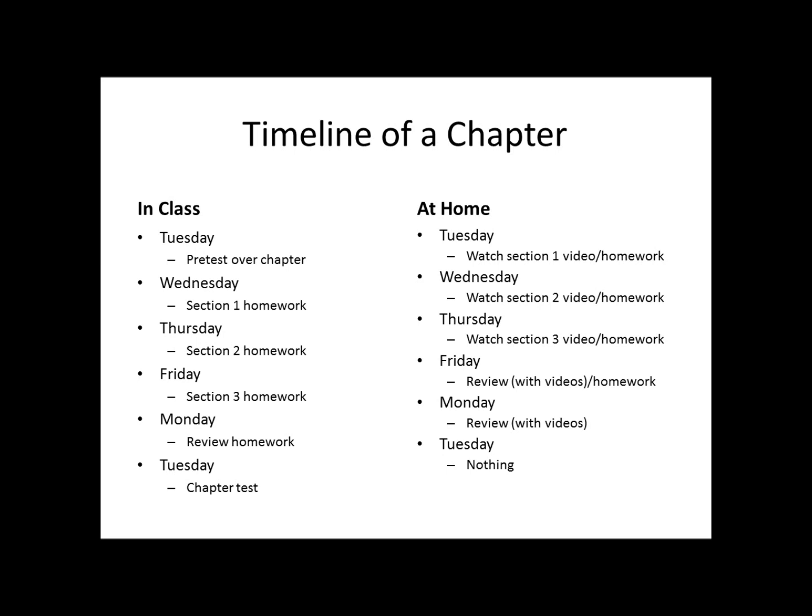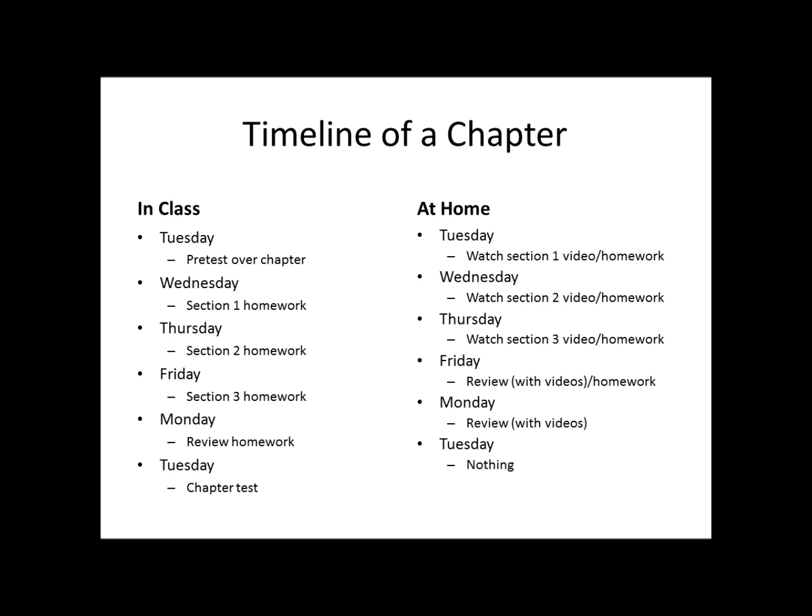On Tuesday, you go home. You watch the Section 1 video, whether that's on YouTube or on the DVDs. You sit down and you watch the Section 1 video. You also start the homework. On Wednesday, you come in. Instead of us going over Section 1 lecture, you're going to get broken up into groups and you're going to sit there during class time and work on and finish that Section 1 homework.